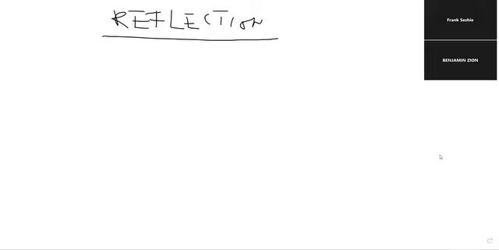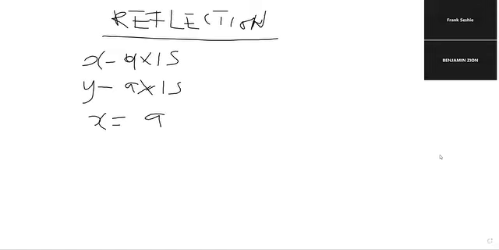So for reflection, we have reflection in the x-axis, reflection in the y-axis, reflection in the line x equals a, y equals a, y equals x. These are the major types that we look at. So we don't have enough time.